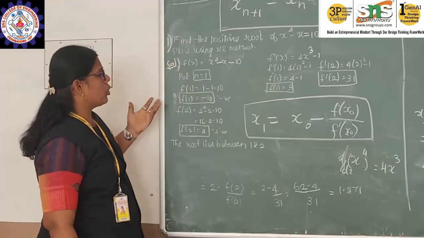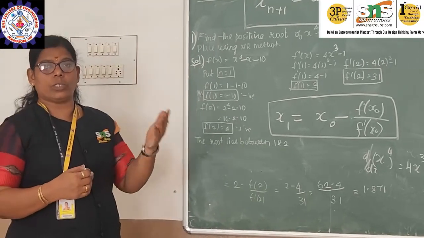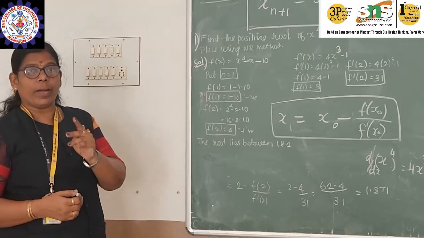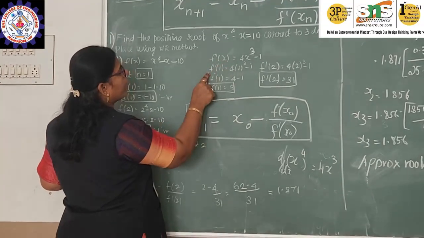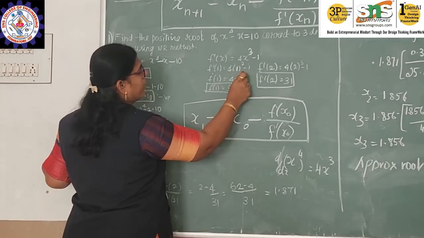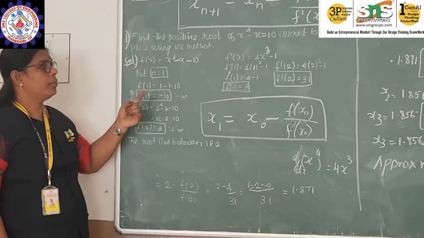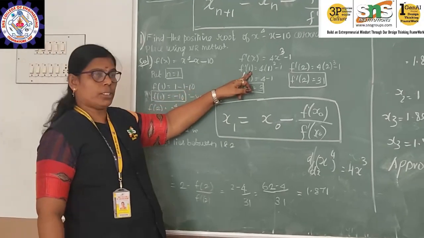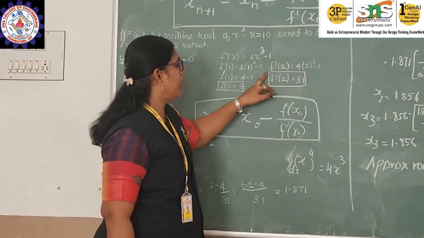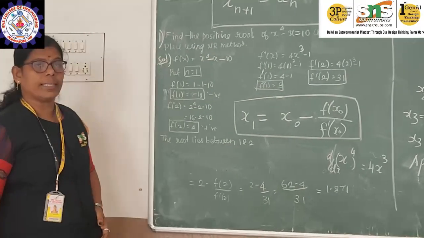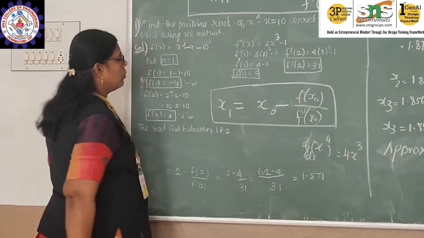Okay. Now substitute values 0, 1, 2, and so on to find the positive roots. Here f dash of 1: substitute x equal to 1, f dash of 1 equal to 4 into 1 cube minus 1, that is 4 minus 1, so f dash of 1 equal to 3. Then substitute 2: f dash of 2 equal to 4 into 2 cube minus 1, simplifying this, 31.